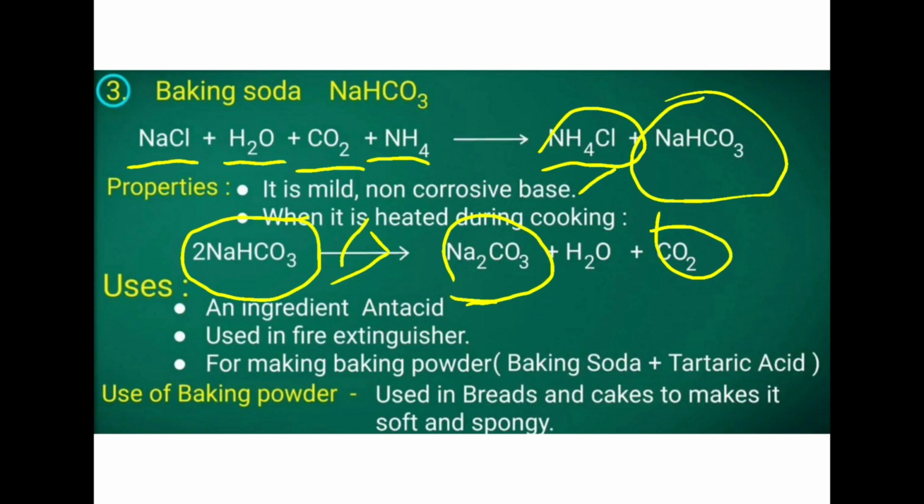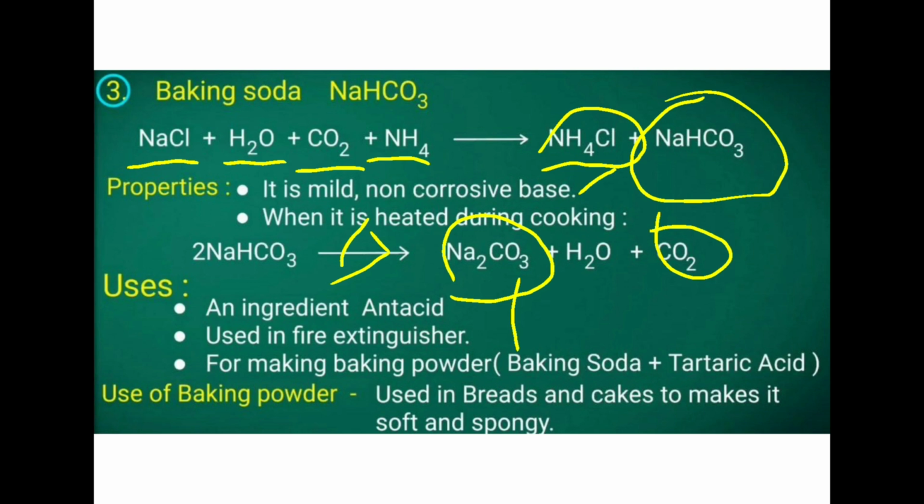The baking soda is used as a fire extinguisher. Why? Because when this baking soda is heated, and if it is put on fire, carbon dioxide will be released. So it will be carbon dioxide. What happens? The fire will be off. Okay. So this is the use of baking soda. Then for making baking powder, we are using this sodium hydrogen carbonate, or baking soda.